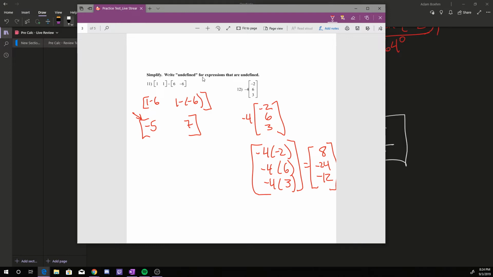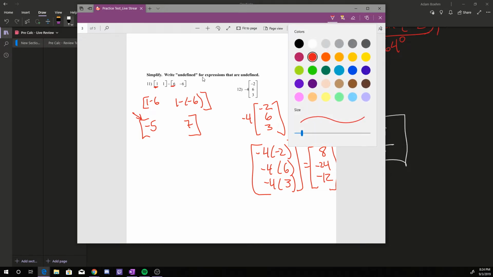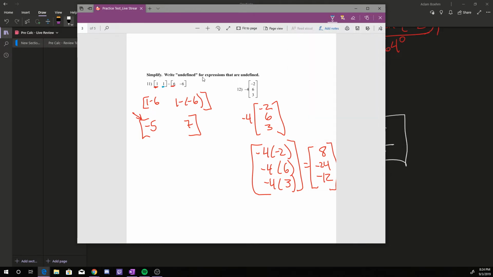So adding and subtracting, like number 11, you're just adding or subtracting corresponding elements. So this 1 corresponds to this 6, and then this 1 on the right corresponds to this negative 6. And then you just carry out the middle operation.